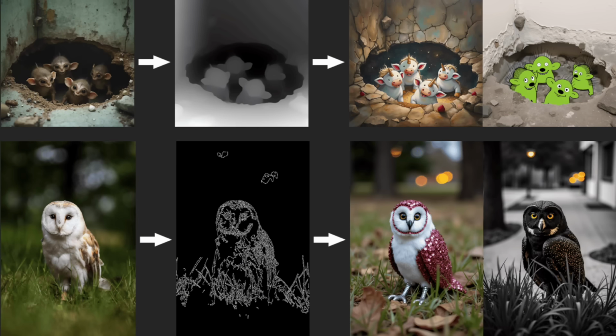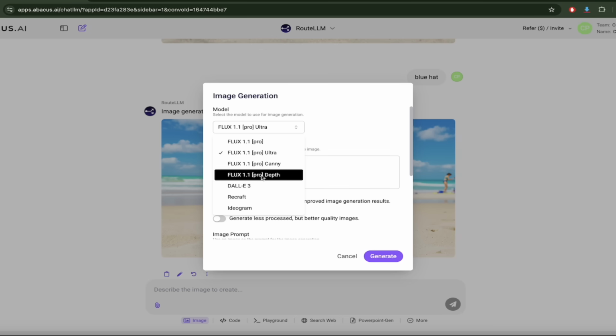Canny is for those of you that have an image and you need to keep the edges, keep them nice and structural. You can use the Canny one if you have an image that you want to preserve. If you want to preserve the depth, so you've got a 3D look to it, you can use the depth one.